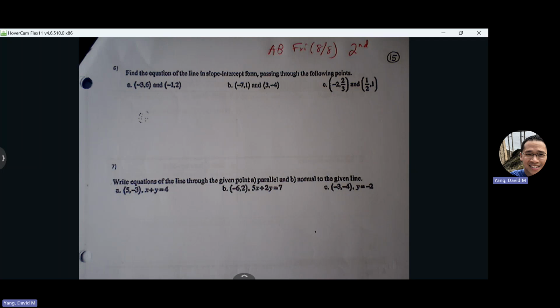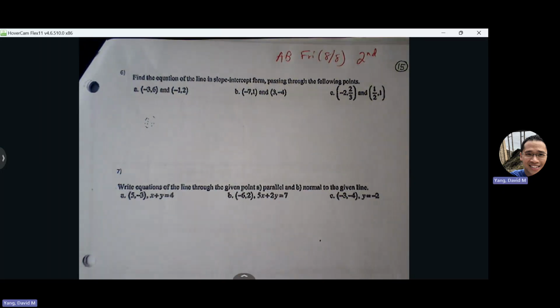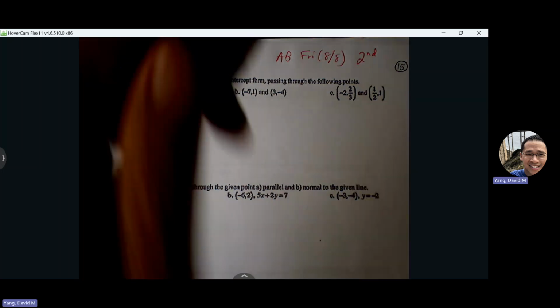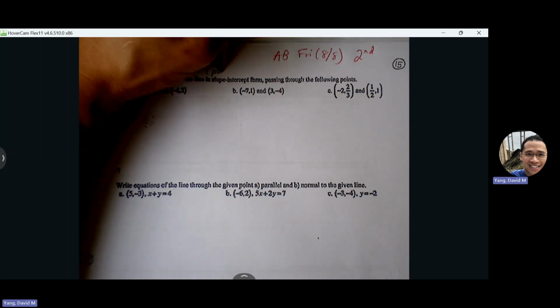Okay. All right. So let's see if I can just do one of each type so we can do something from every page. All right. So page 15. Number 6, find the equation of the line in slope-intercept form, passing through the following points. I say slope-intercept form here, but I think point-slope form is fine. I think that's what I prefer anyways. So point-slope form, let's do it that way.